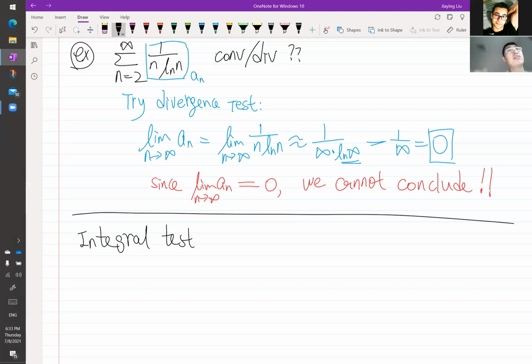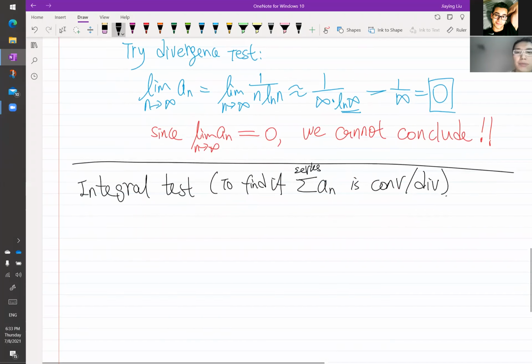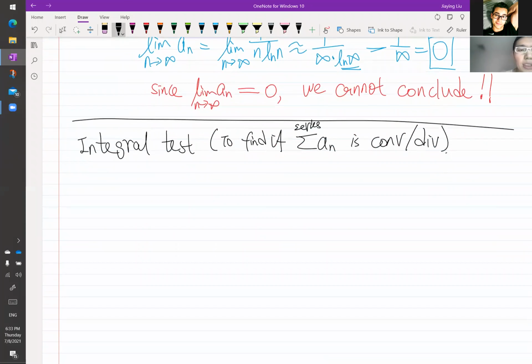This is to test if a series, I'm just going to use sigma an to mean a series, is convergent or divergent. That's what the integral test is for. So let me write it down. Let me draw a diagram, and then I'm going to write down what the test says.